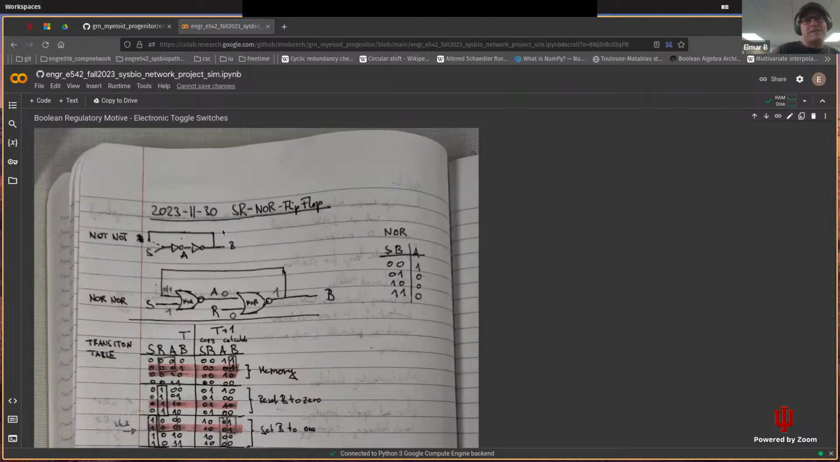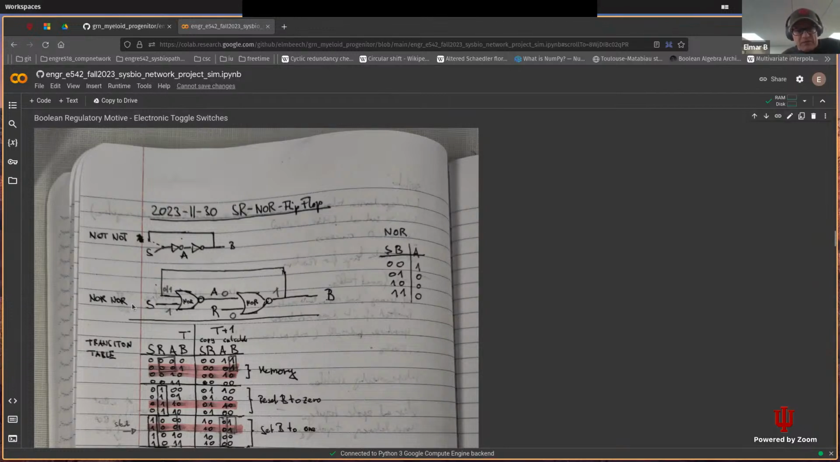The easiest to see in electronics is called a flip-flop, and this one is a set-reset flip-flop. It's done with NOT-OR gates, or NOR gates. You could do the same with NAND gates, NOT-AND gates. And this here is the transition table for just the gate.